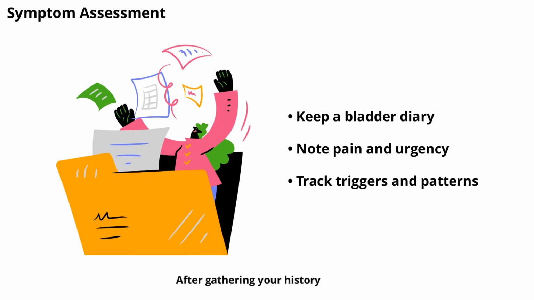After gathering your history, the doctor will perform a symptom assessment. They may ask you to keep a bladder diary for several days, recording how often you urinate, the amount, and any pain or urgency you feel. This diary provides valuable insights into your daily patterns and helps distinguish IC from other conditions. The doctor will also ask about pain, location, intensity, and whether it worsens with certain foods or activities. This step is crucial for narrowing down the diagnosis.